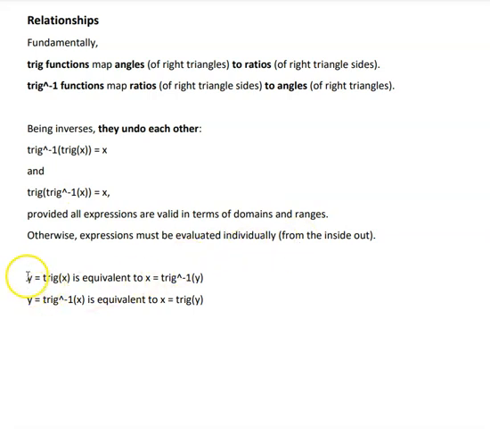Down here, if y is the trig of x, that's equivalent to x is the trig inverse of y. And if y is the trig inverse of x, that's equivalent to x is the trig of y. And don't forget these restrictions. So these are important functions. They're on calculators. So they allow you to solve practical problems that you couldn't solve before, to find angles.